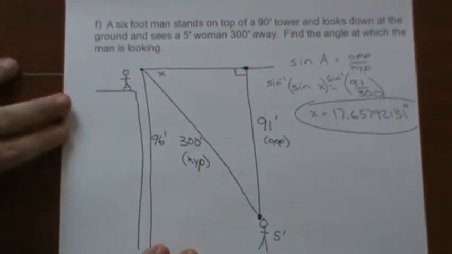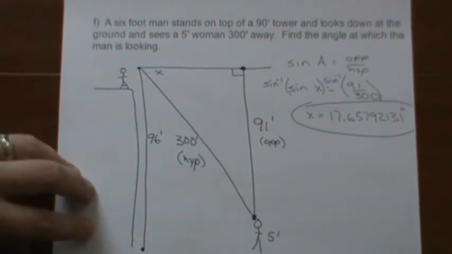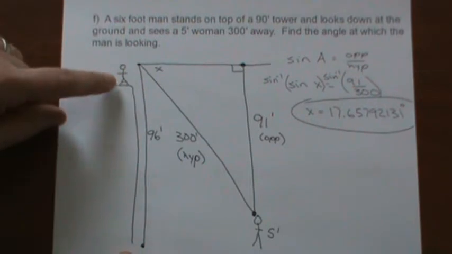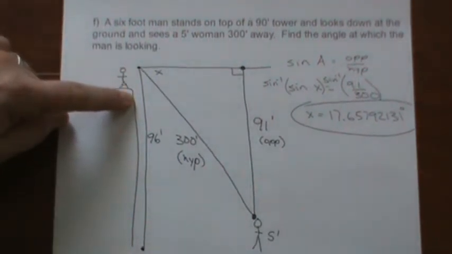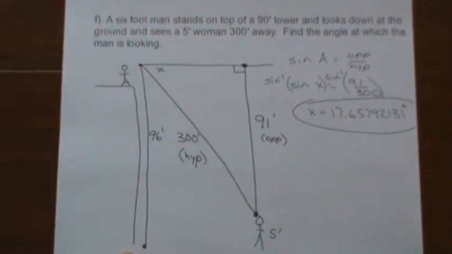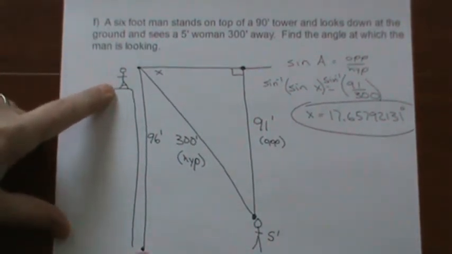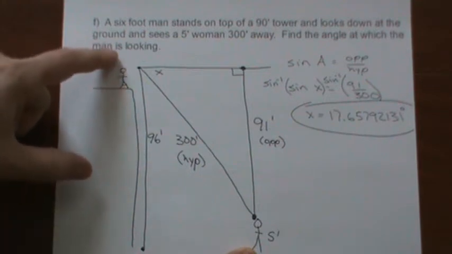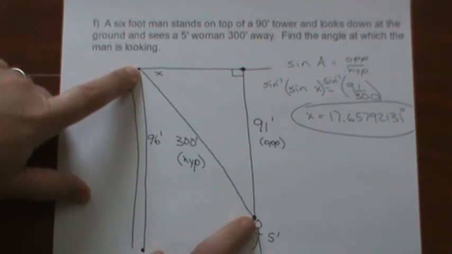In this problem, we were told that a 6-foot man stands on top of a 90-foot tower. So I drew that. I drew a man on top of a tower, and I realized that the 90 feet plus the 6 feet makes a total of 96 feet. And it says that he looks down at the ground and sees a woman, a 5-foot woman, 300 feet away. So I have my little stick figure woman down here. And I'm going to draw a line from the top of the man to the top of the woman.